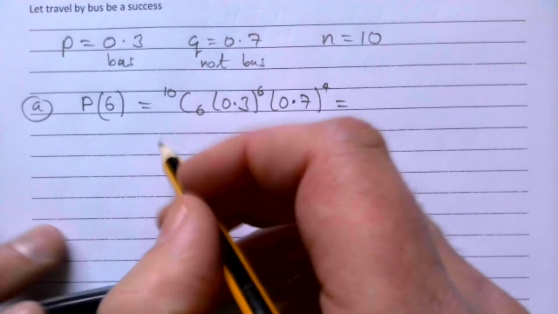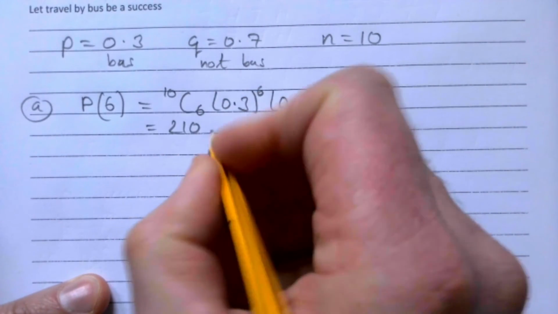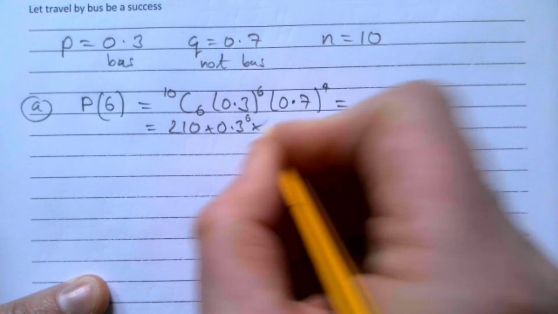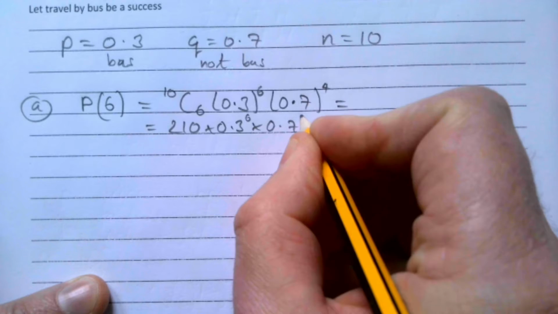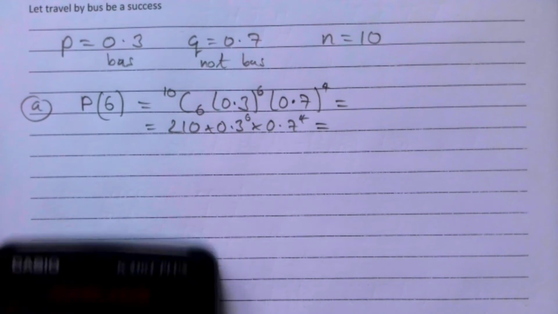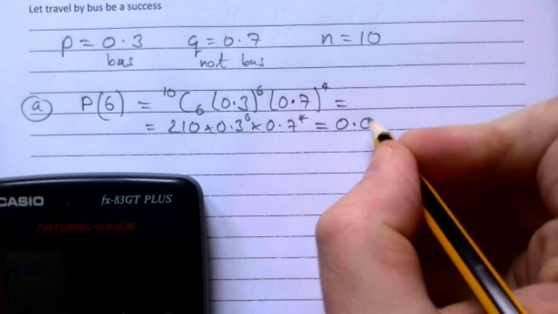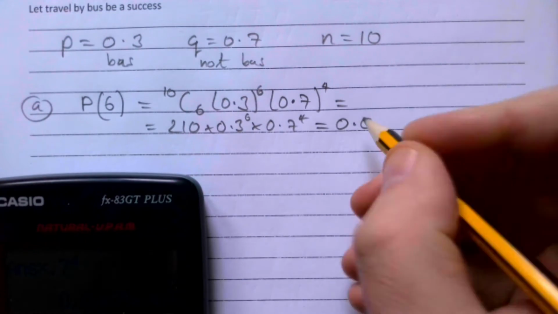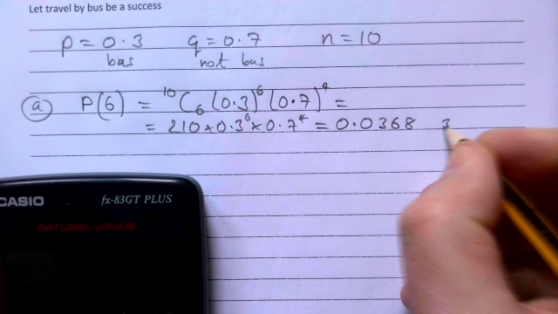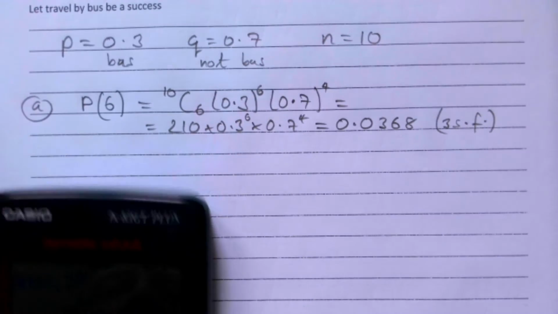10C6, if we put it in your calculator, is going to be 210, multiplied by 0.3 to the power of 6, multiplied by 0.7 to the power of 4. Numbers can get a wee bit long and cumbersome here, so putting that in your calculator, you should end up with 0.0368 to 3 significant figures. Okay.